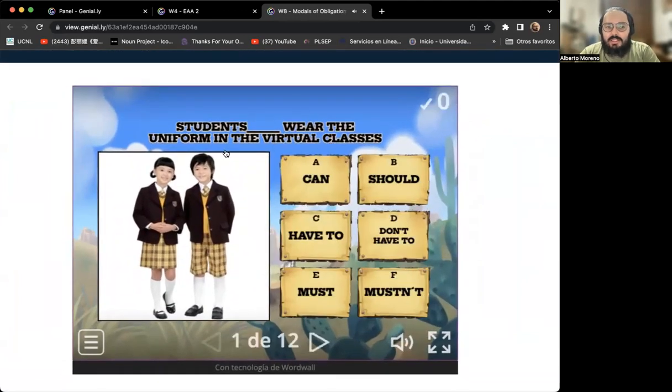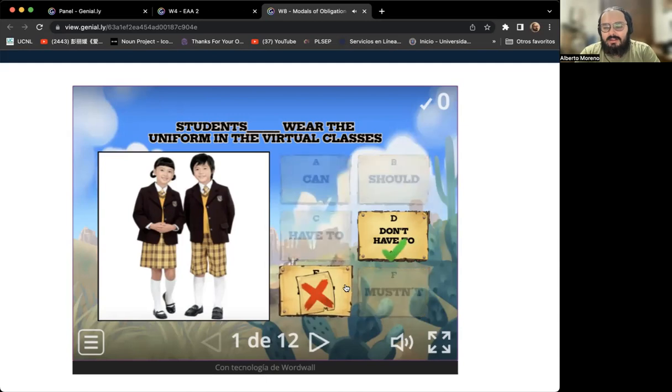Next activity. Says students wear the uniform in the virtual classes. Can, should, have to, don't have to, must, or mustn't. Must. Well, don't have to is the answer. No tienen que.